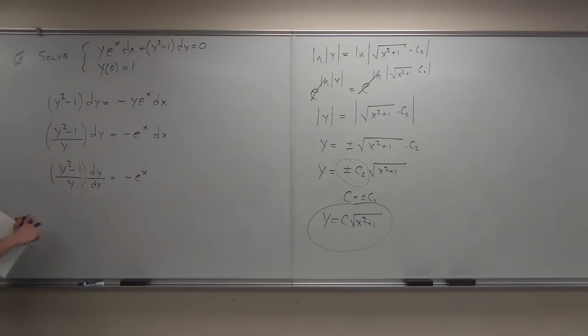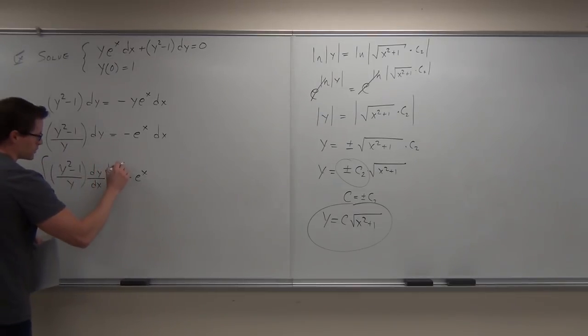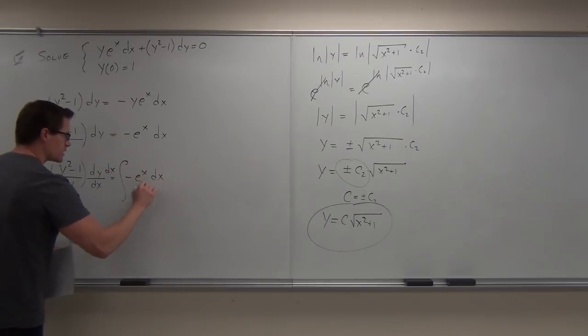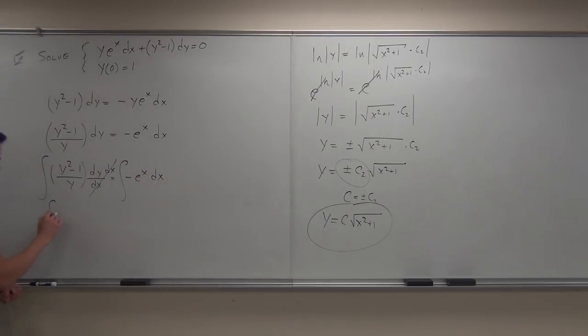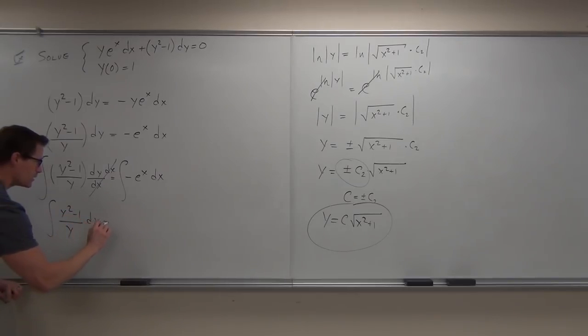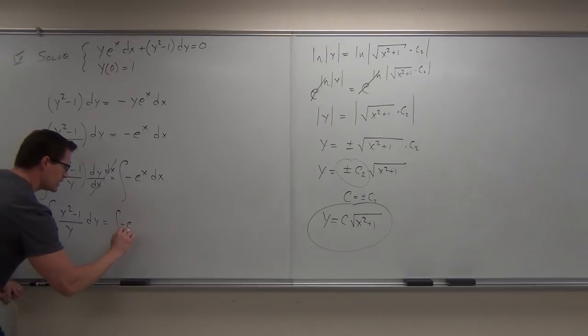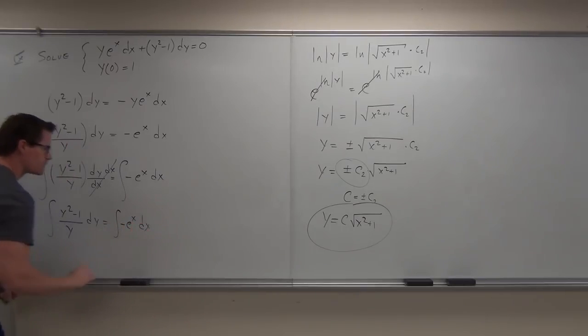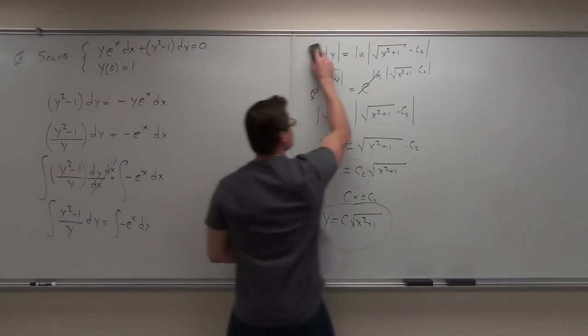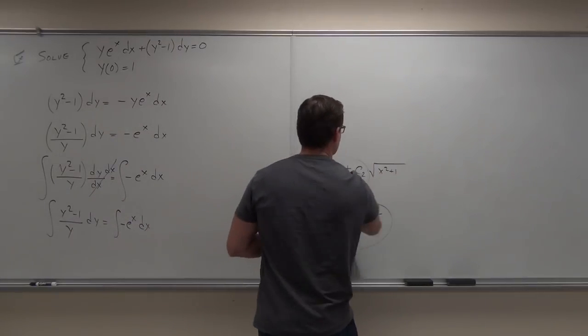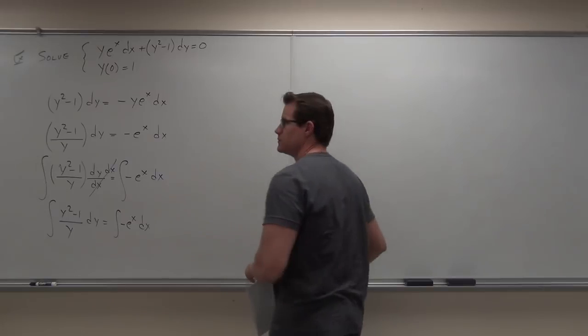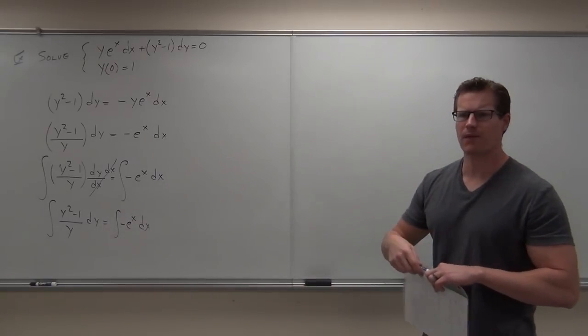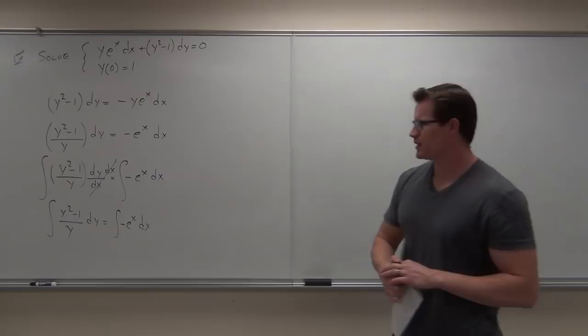Now we do what? Integrate. We'll integrate with respect to x, the same thing on both sides. The dx's are gone. Integral of y squared minus 1 over y dy equals integral of negative e to the x dx. Let's keep on rolling. What are we going to do now? Integrate. Let's do the easy one first.